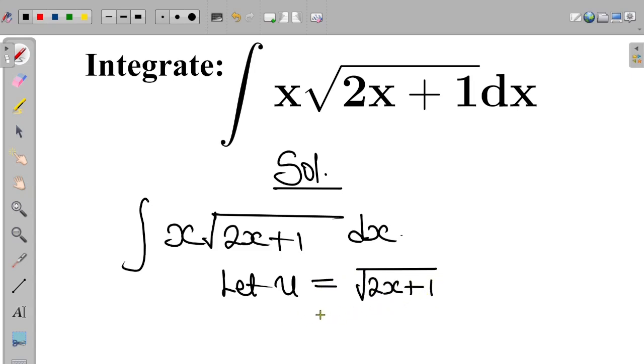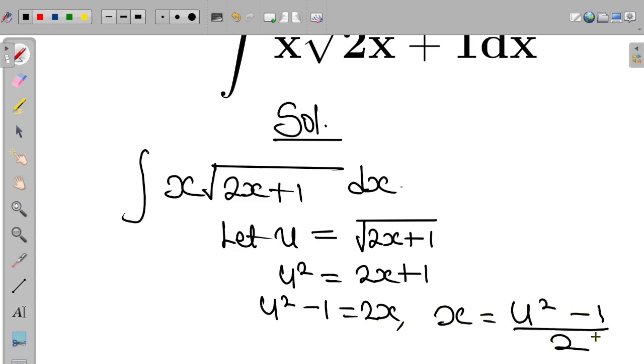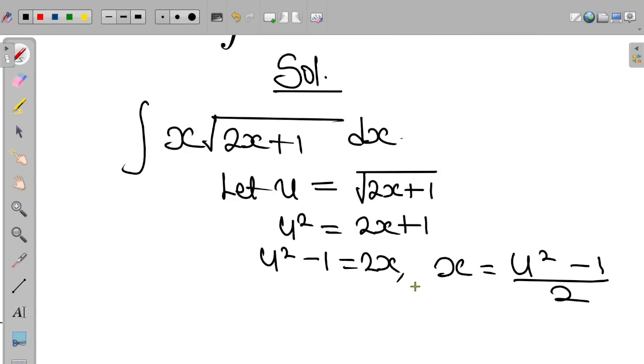So at this point, if we take the square of both sides, we have that u squared will be equal to 2x plus 1. So we have it that u squared minus 1 will be equal to 2x, so x will be equal to u squared minus 1 divided by 2. So we have that x is equal to 1 divided by 2 (u squared minus 1). Now we have obtained the value of x.